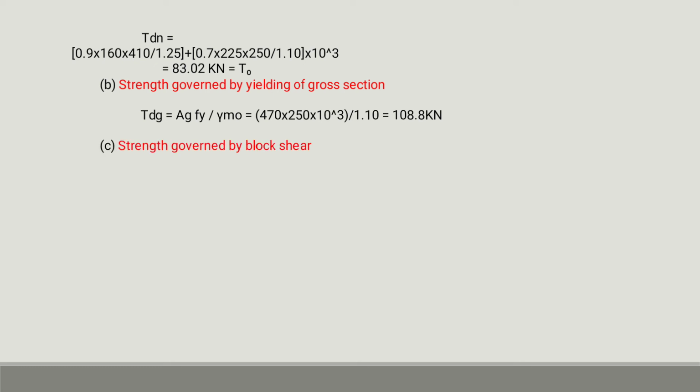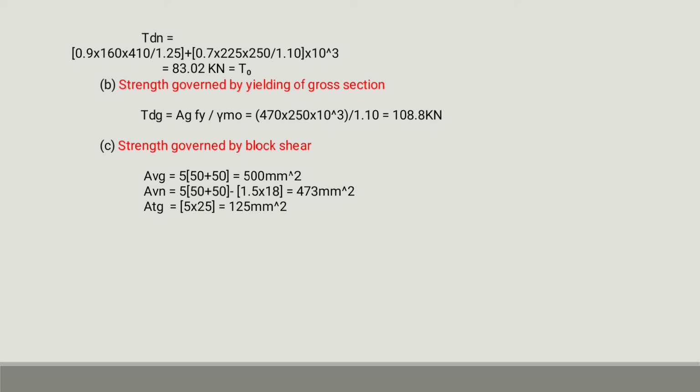So strength governed by the block shear. So AVG is equal to 5 into 50 plus 50 is equal to 500 mm square. Then AVN is equal to 50 plus 50 minus 1.5 into 18 is equal to 473 mm square. Then ATG is equal to 5 into 25 is equal to 125 mm square. So ATN is equal to 116 mm square.